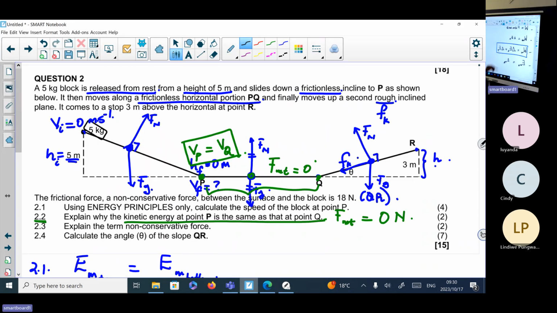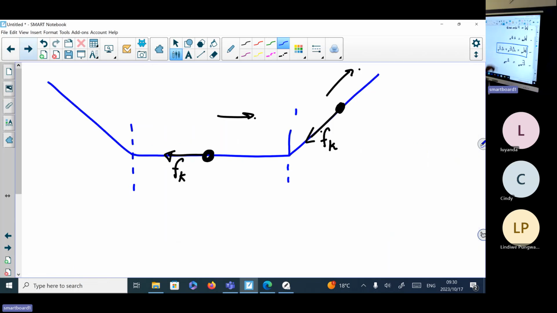Now we go on to question 2,4. Calculate the angle theta of the slope QR. So how do we go about doing that? I think the easiest way would be if we can calculate the displacement from Q to R. If we can find this displacement from Q to R, then we can apply our trigonometric ratios.